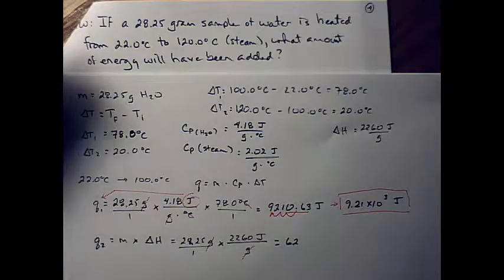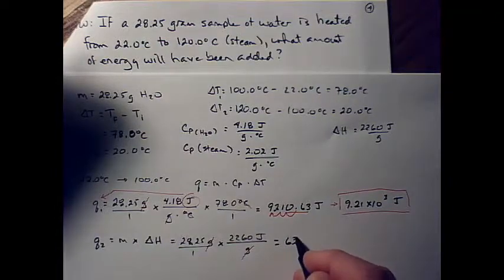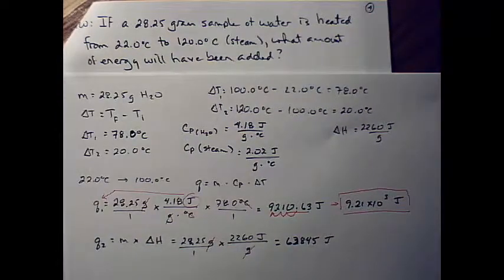All right, let me do the math. 28.25 times 2260. Always do your math at least twice. 63845. Okay, and that's joules. And we need to round that off to 4 significant digits here.